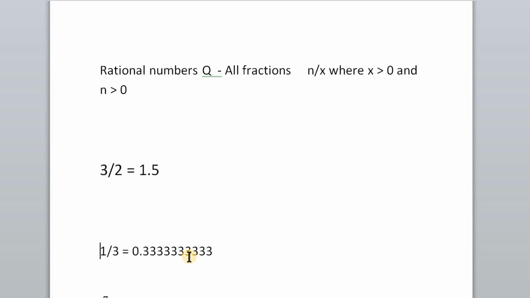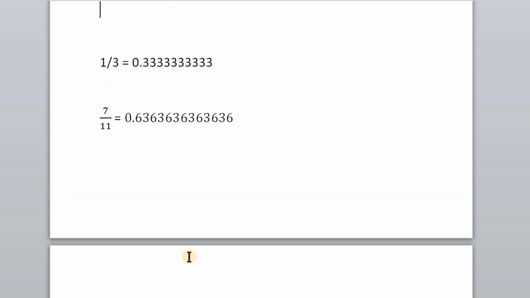Now, another example of a repetitive pattern we're talking about is 7 over 11. 7 over 11 here will give us 0.636363 continuously, and that is a repetitive pattern we're talking about. That's why we can call 7 over 11 a rational number.